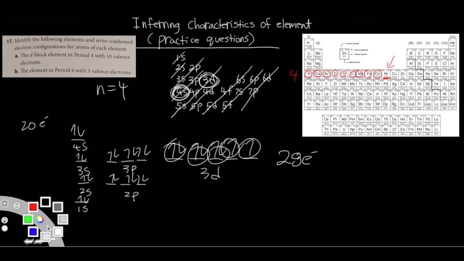Oops, let me do it in red here. This is going to be obviously nickel. Okay, this has 28 electrons. So our answer is obviously going to be nickel. Hopefully that makes sense. All right, let's give that a try, our period 6.